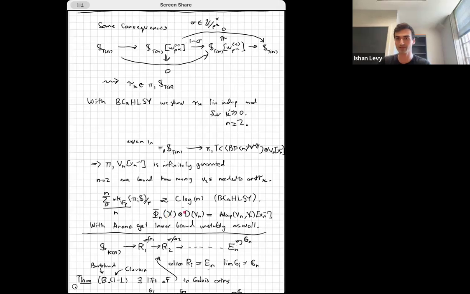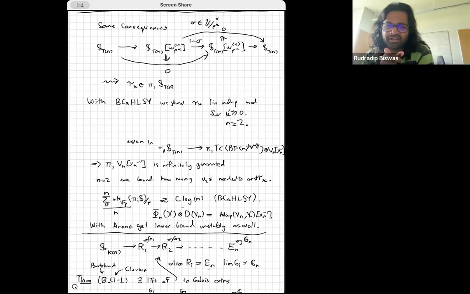And then there are some extra tricks that you can use involving the stable range to show that whatever bound you would get stably on the Vn periodic stable homotopy groups of spheres will then also give you lower bounds unstably. That's essentially the idea.